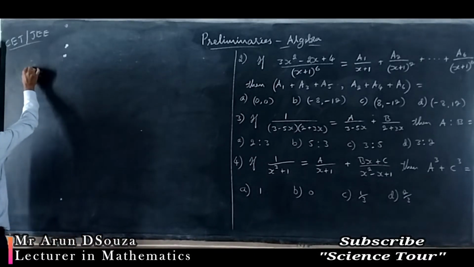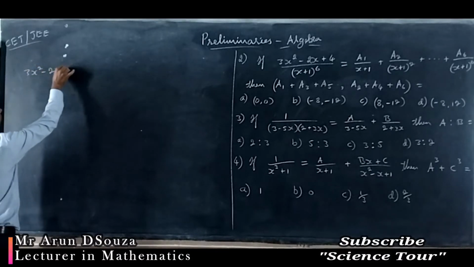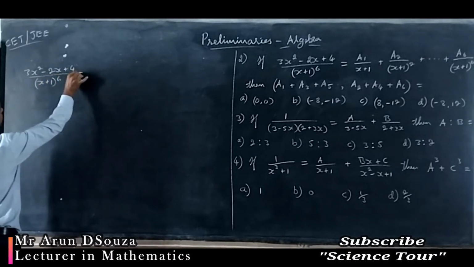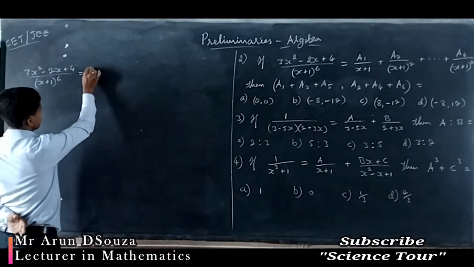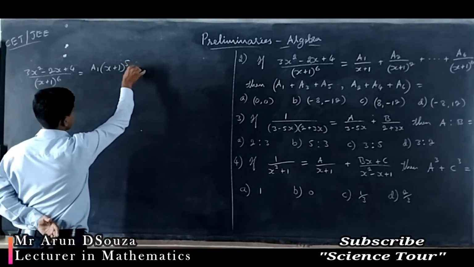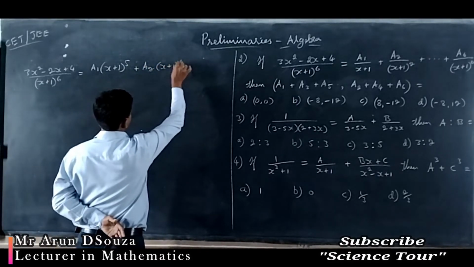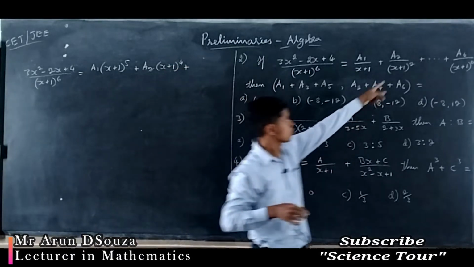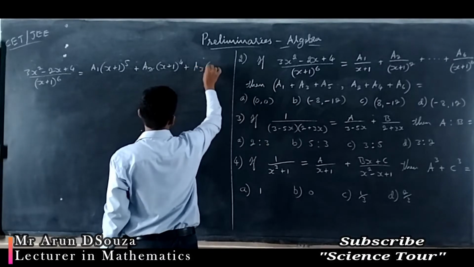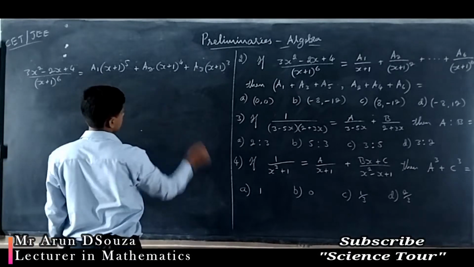Okay, so the LCM will be like this. See, this is 3x square minus 2x plus 4 divided by x plus 1 to the power 6 is what we have. So here A1 and what is missing, x plus 1 to the power 5, plus A2 and x plus 1 to the power 4. Why 4? Because the square is already there, correct? And then A3 times x plus 1 whole cube.